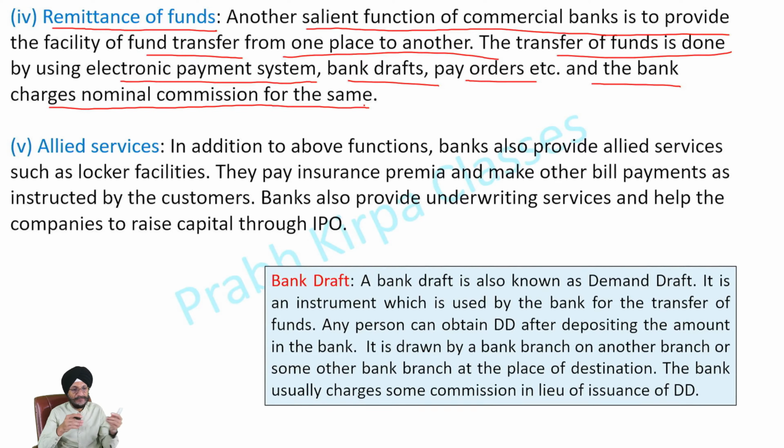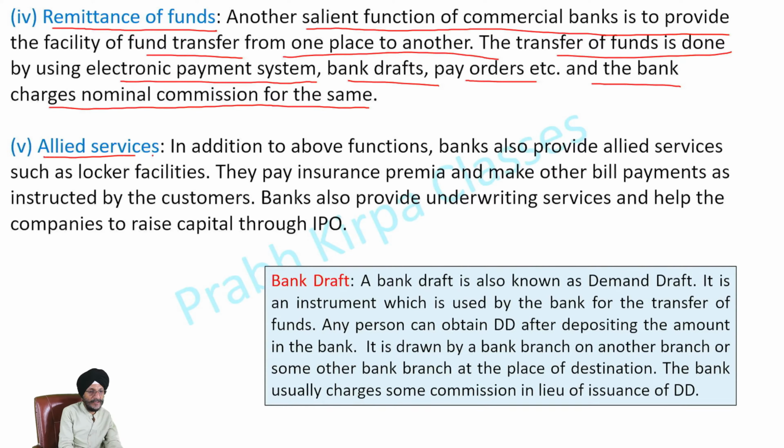It means that if we are living in a place, say New Delhi, and we are to send money to our relative who is living in Mumbai, we can approach the bank, who will issue a draft or pay order, or they will send the payment to our relative through electronic payment system, and for all the services they will charge a nominal commission from us.